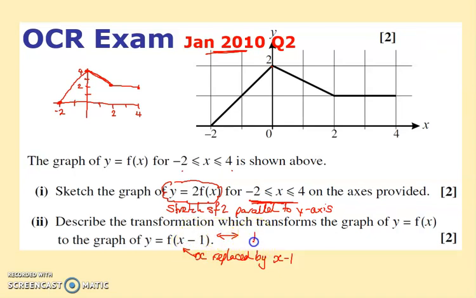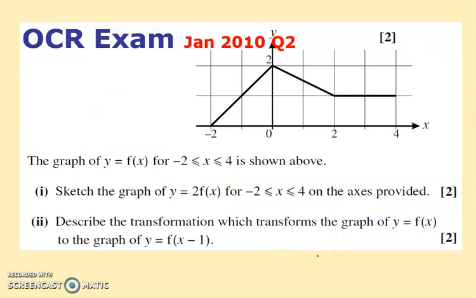So I'm going to write it's a translation. And then we need a vector. Well, it says minus 1, so it's a translation, but it does the opposite thing to what I'd expect. It says minus, so I know it goes 1 to the right. Notice this is in the bracket, so it's left and right. It does the wrong thing. 1 to the right, none up. Translation by 1, 0.